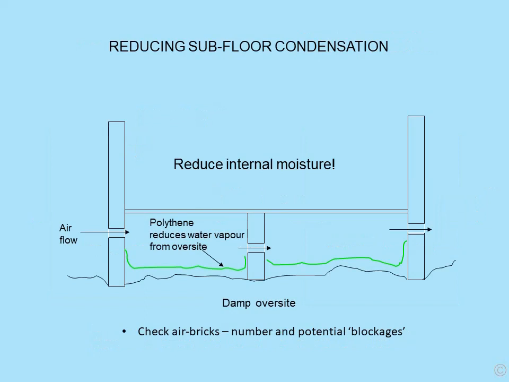If we have a subfloor condensation problem, we could try putting down polythene, which is designed to reduce the water vapour evaporating from the oversite. But also it's essential to maintain a good airflow through enough air bricks and make sure they're clear. And very important, reduce internal atmospheric moisture.